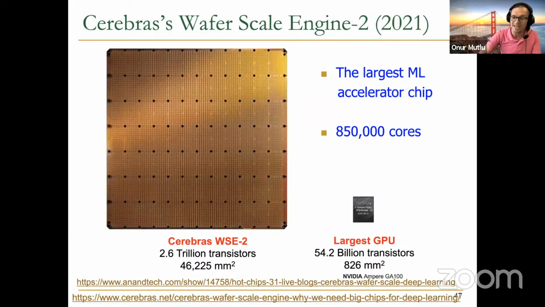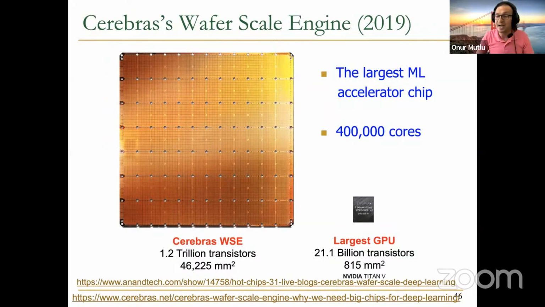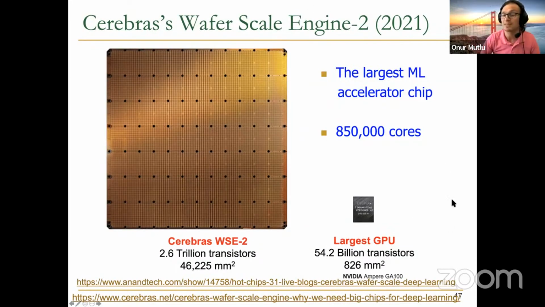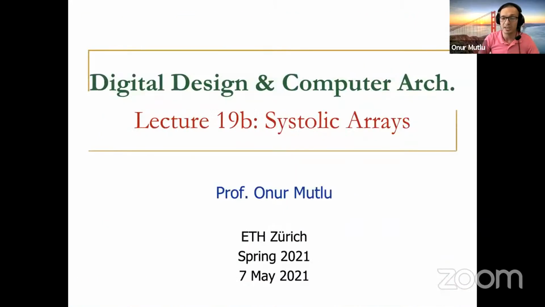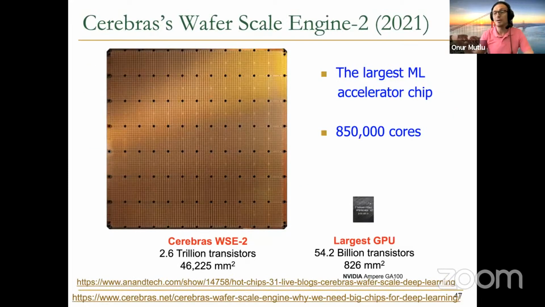So they improved the process, and as a result, they were able to get more than 2x the transistors and more than 2x the cores. And this is, again, showing the importance of how much computation and memory is needed for machine learning going into the future. And we're going to talk about the basic SIMD principles that this Cerebras engine is probably built on in the next lecture.